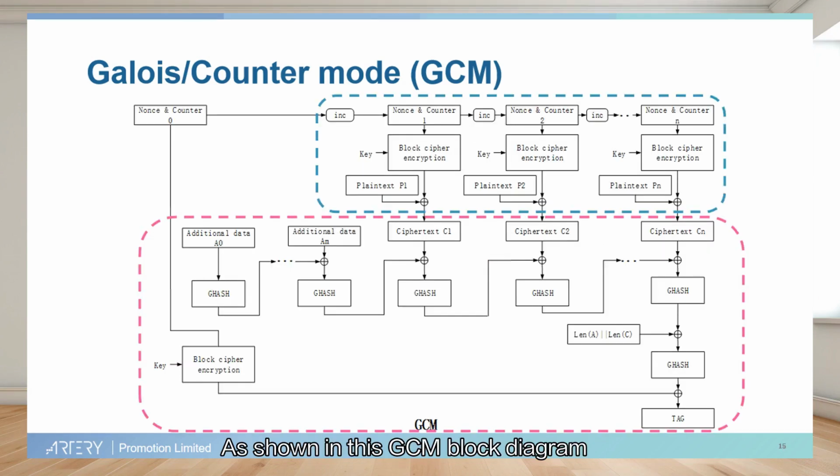As shown in this GCM block diagram, the blue dotted box includes programs in counter mode, and the red dotted box includes programs of GMAC.